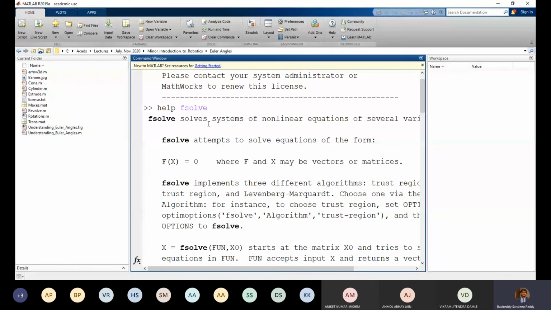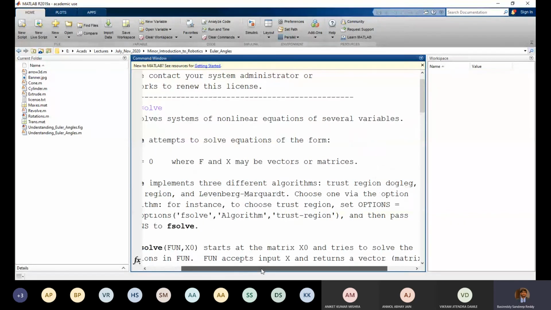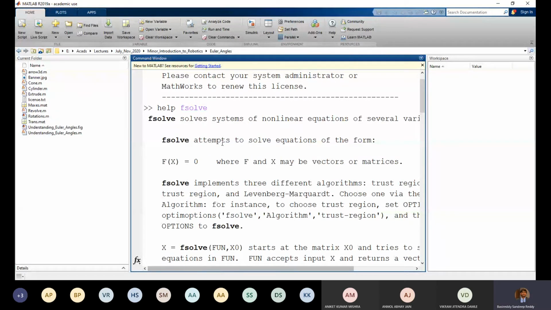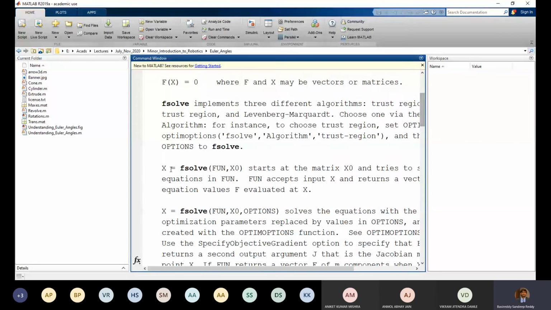You can see fsolve solves systems of nonlinear equations of several variables. It attempts to solve equations of the form f of x equals 0, where f and x may be vectors or matrices. How it does it is x equals fsolve, the function, and the initial value x naught. When you give both of these as input and you type fsolve, then it will give you the end result.